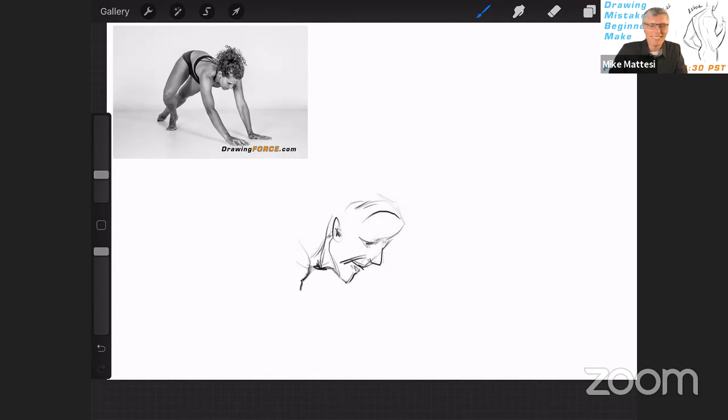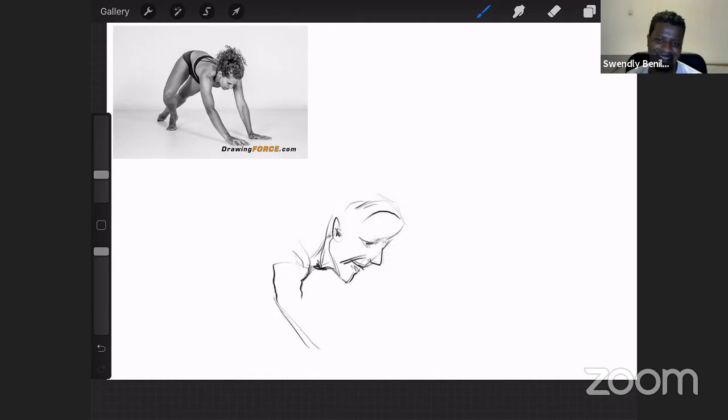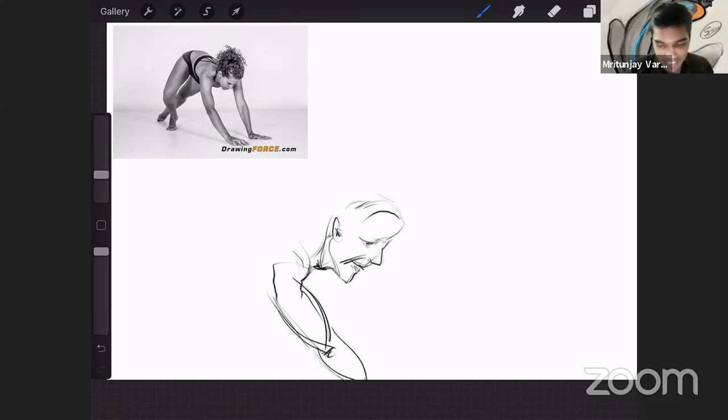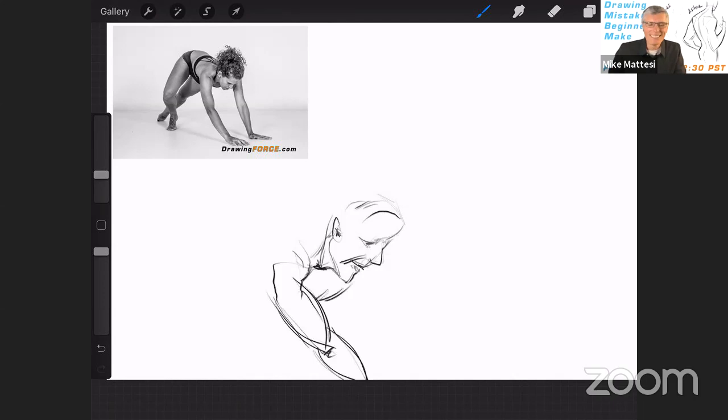Hopefully it's helping you. This looks awesome, Matunje. Too confident. Stop drawing so confidently. I'm going to make it terrible. Oh God, those strokes. Too much confidence.